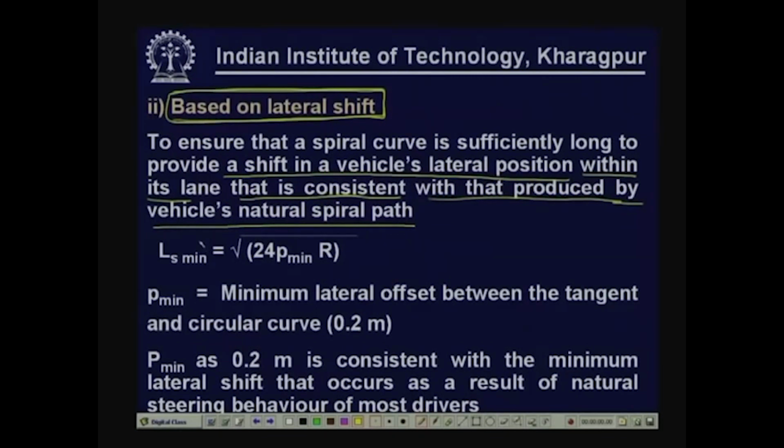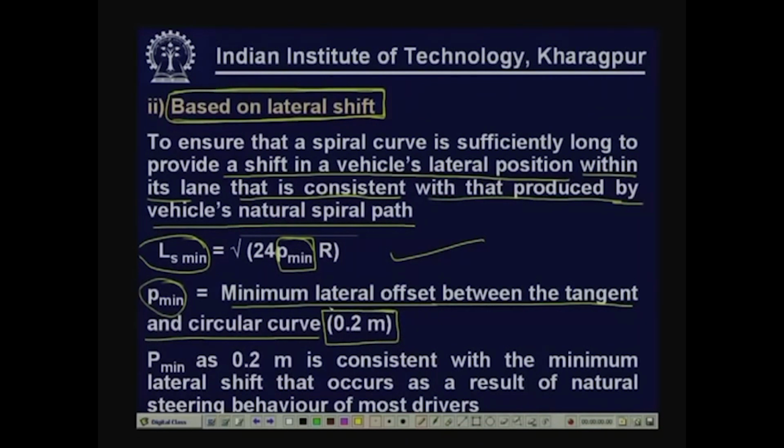Using the same basis, we are now calculating the required minimum length for a given design value of P minimum. So, this is the formula that is used. Ls minimum is root over 24 P minimum multiplied by r, and the value of P minimum, that is the minimum lateral offset between the tangent and the circular curve used for design purpose, is 0.2 meter. So, 0.2 meter is taken for the calculation of minimum length of spiral, considering the lateral shift, to ensure that a spiral curve is sufficiently long to provide a shift in a vehicle's lateral position within its lane that is consistent with what is produced by the vehicle's natural spiral path.